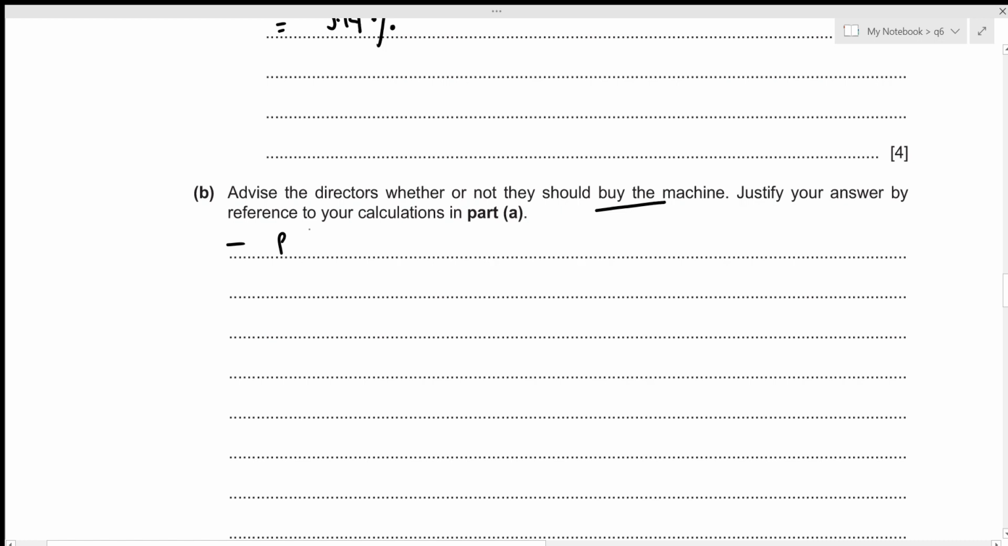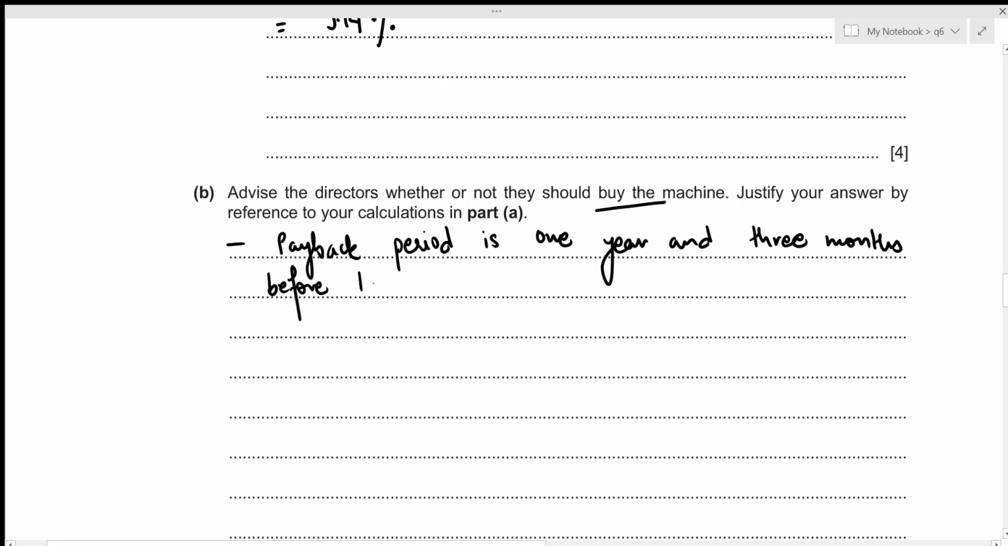Payback period is 1 year and 3 months before the useful life of 4 years.